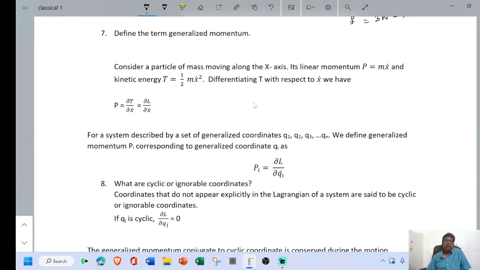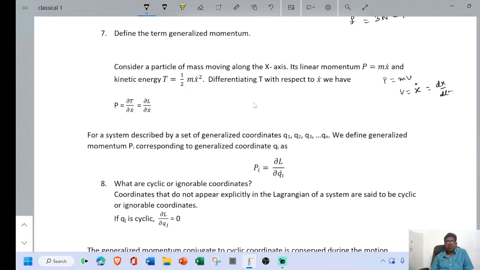Question number 7. Define the term generalized momentum. Consider a particle of mass m moving along the x-axis. Its linear momentum p equals m x dot. We know that p equals mv, but v equals x dot, where the dot means dx by dt. And the kinetic energy is half mv squared, which means half m x dot squared.